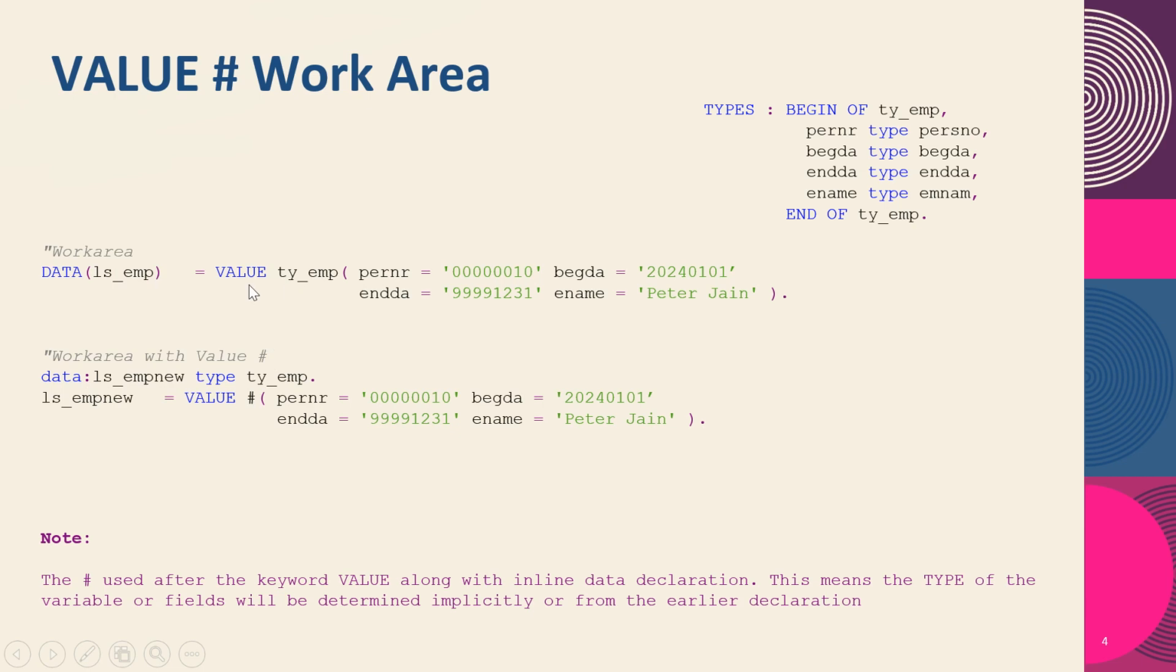When the type is not known, because it would be dynamically identified in an inline declaration, then you have to give the type. So after VALUE, we need to give the type. If you give a type, the value constructor will try to create data of that particular type and assign it. If the type of the receiving variable is already identified, or can be determined implicitly because of an earlier declaration, then the type is optional. You can give the hash symbol.